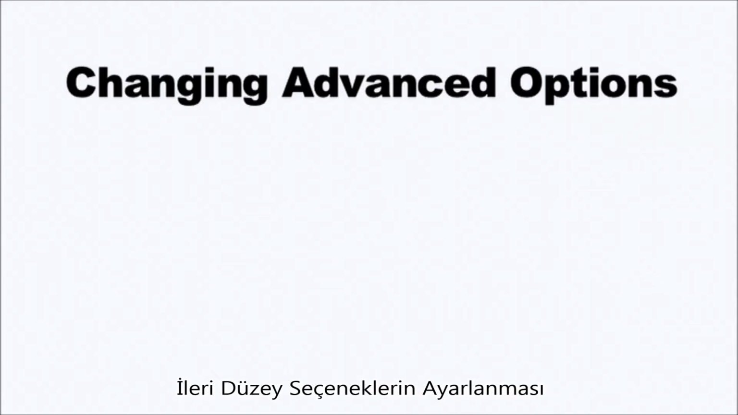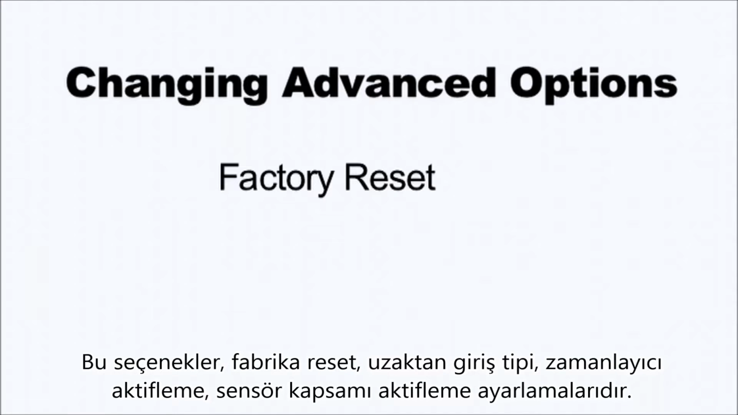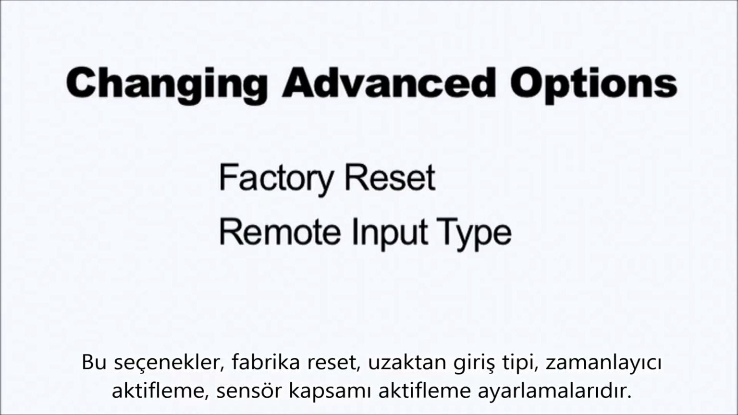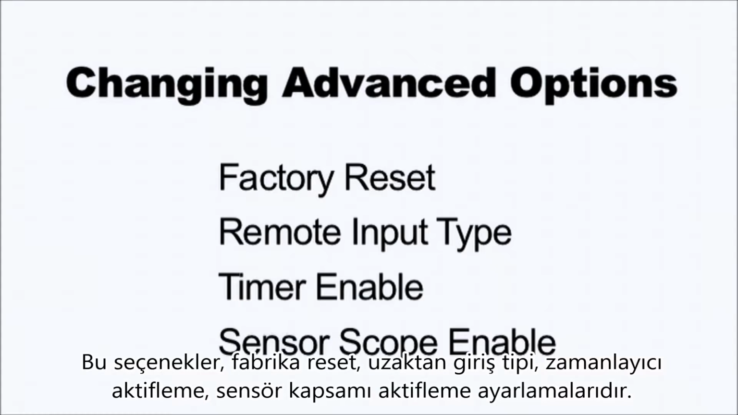Changing Advanced Options. The Advanced Options menu contains settings that are typically only used when the sensor is first set up and installed. These settings are Factory Reset, Remote Input Type, Timer Enable, and Sensor Scope Enable.